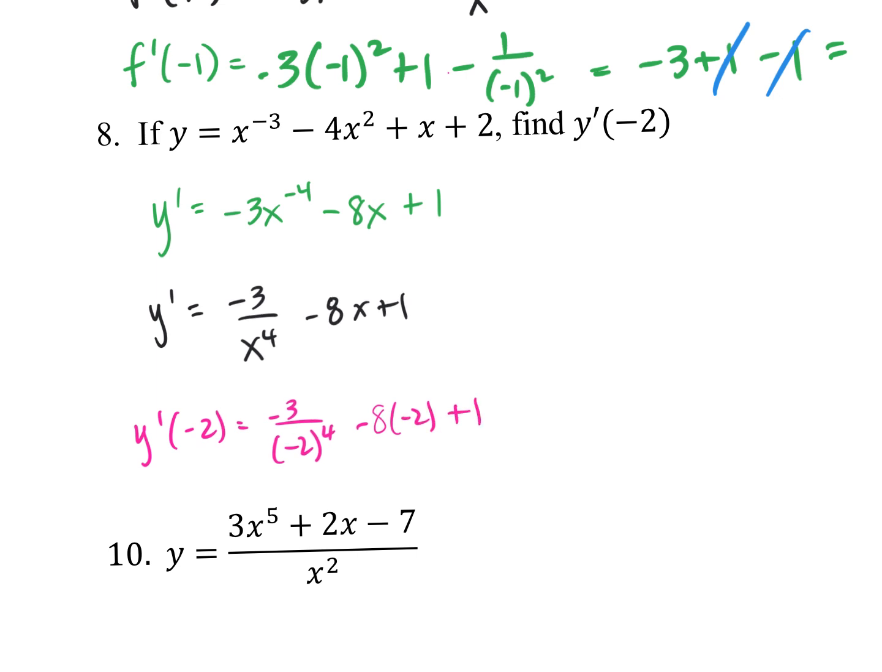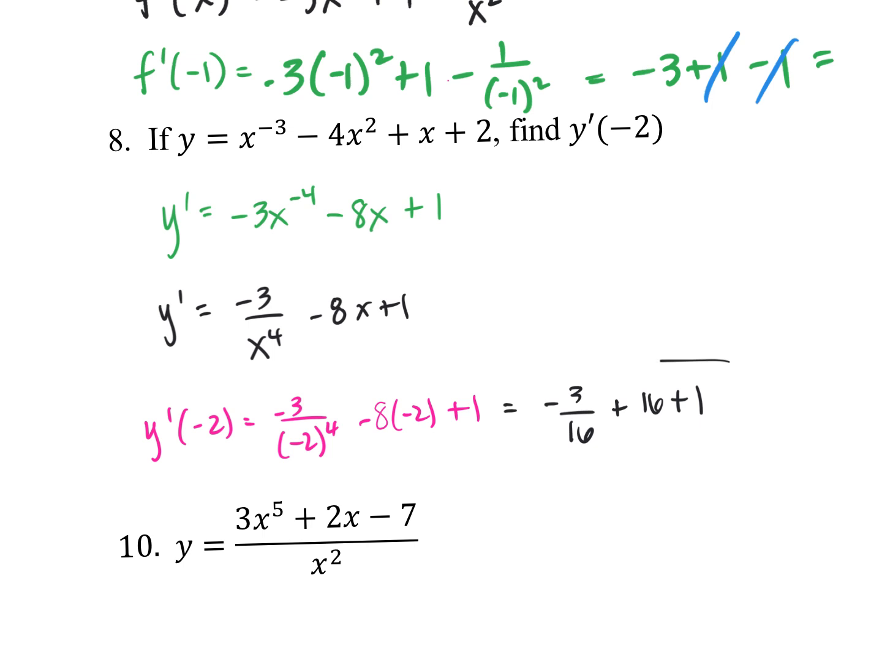If you do not need to see this step, you don't have to show it to me. But could this be the final answer? Yeah, you could just leave it there. But let's just practice. Negative 2 to the 4th. 2 times 2 is 4 times 2, 8 times 2, 16. So we've got negative 3/16 plus 16 plus 1. Is that right? Let's be done. Let's not finish that. We're done here. Just want to make sure that we felt good about this. Yeah. Okay, people. Here we go.